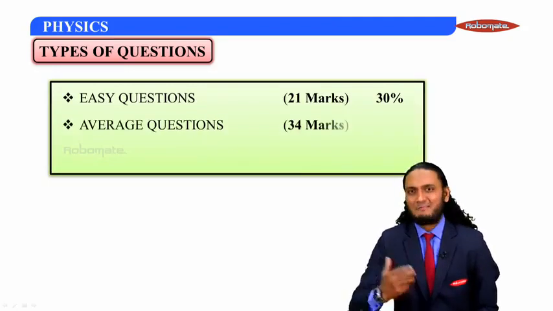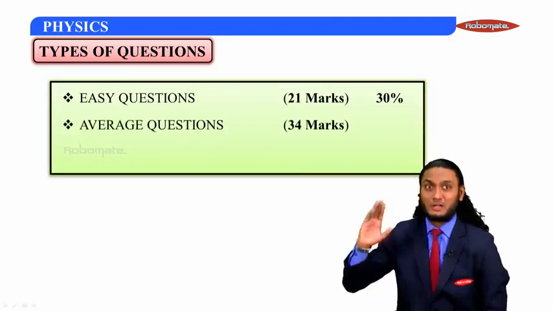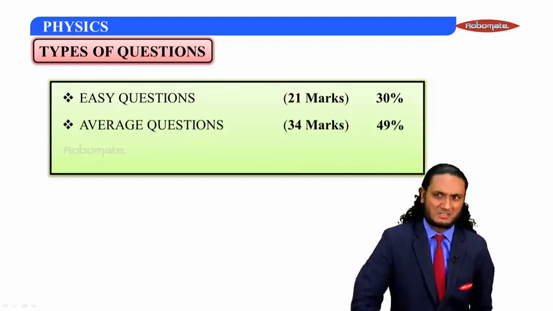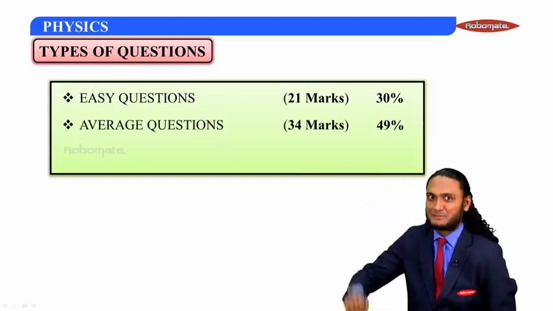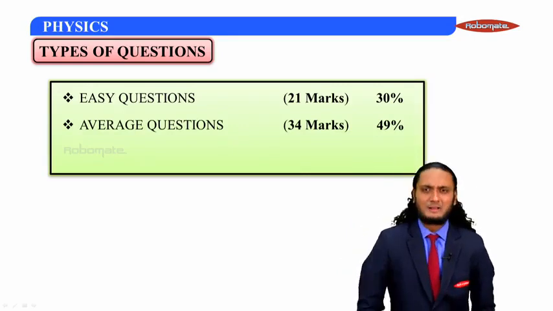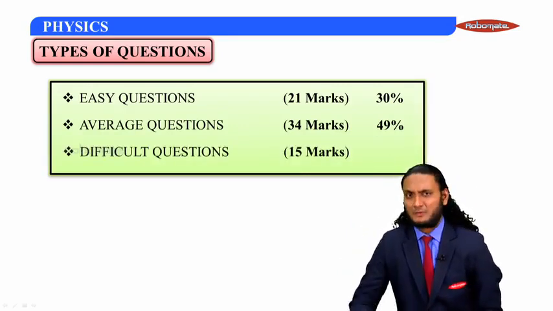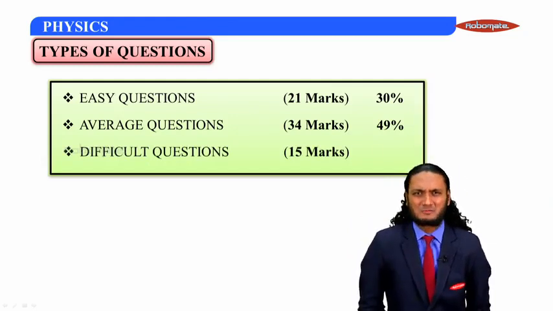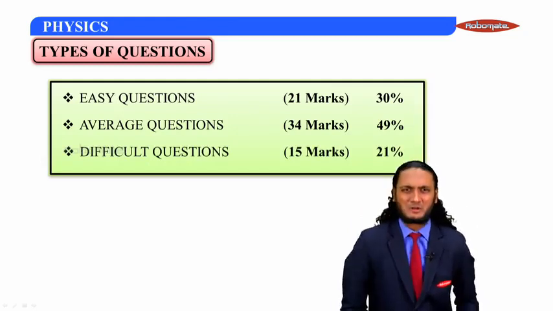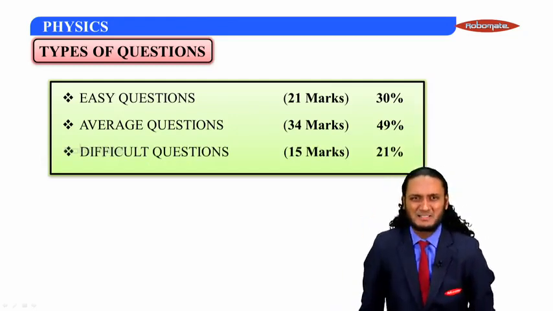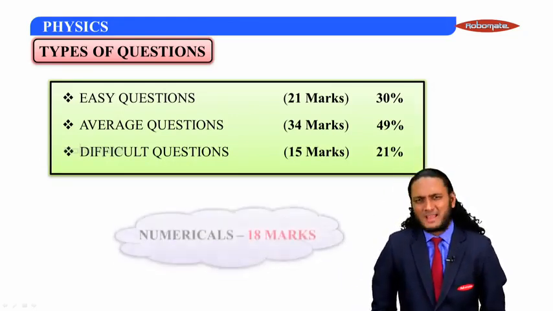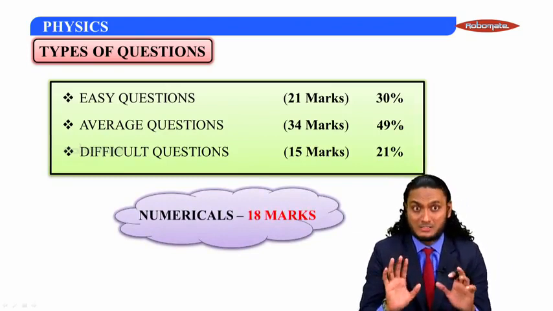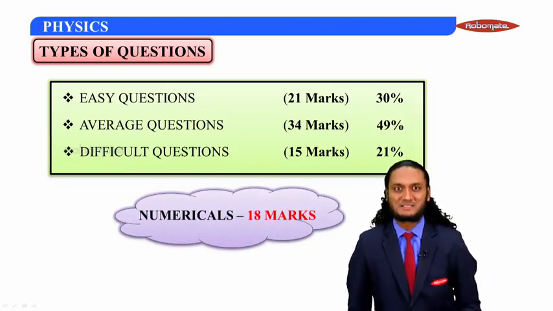Then you have average questions. Average questions will be of 34 marks. 34 marks is 49% of the paper. Then you have difficult questions, and difficult questions are only for 15 marks. 15 marks is just 21% of the paper. Then students, I want to add one important thing. Numericals can be expected for 18 marks. Alright.